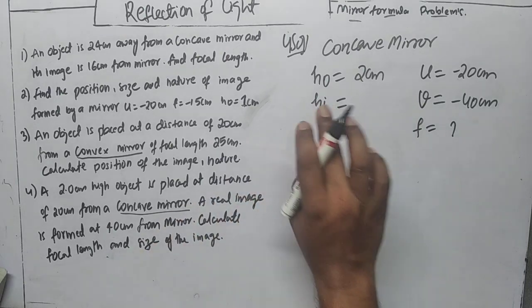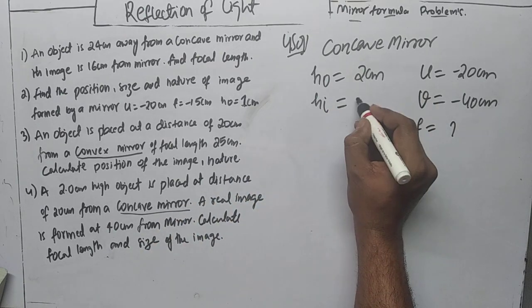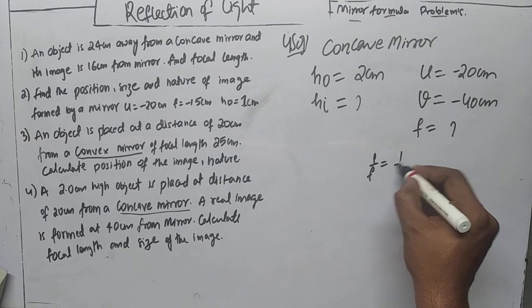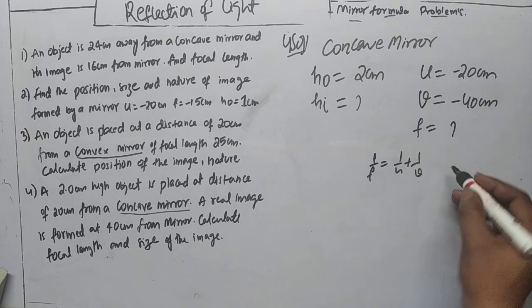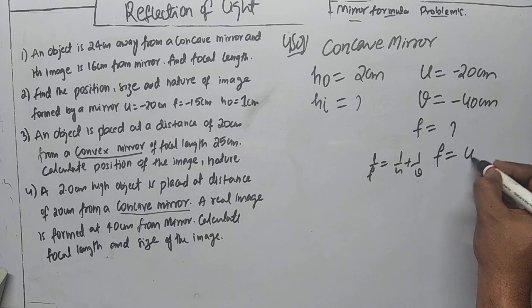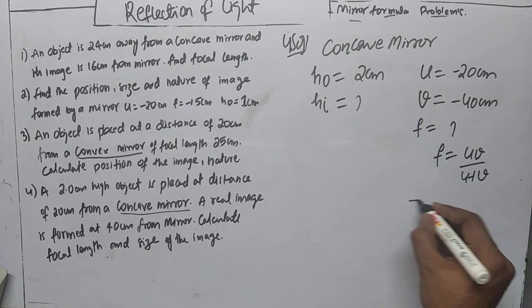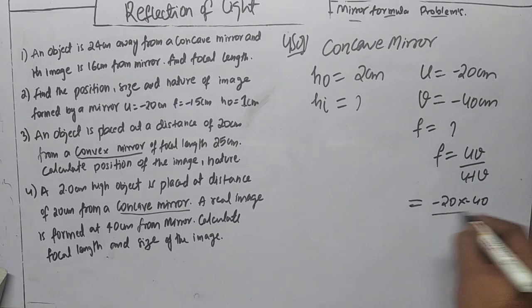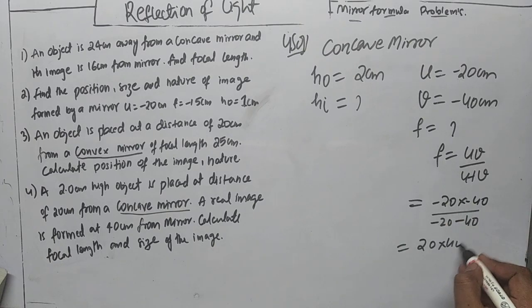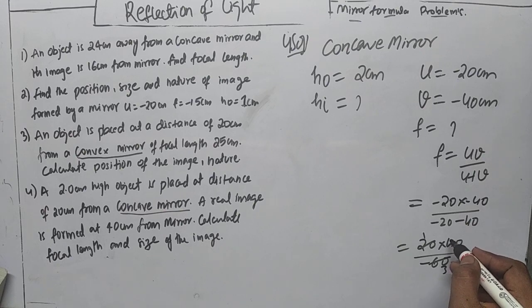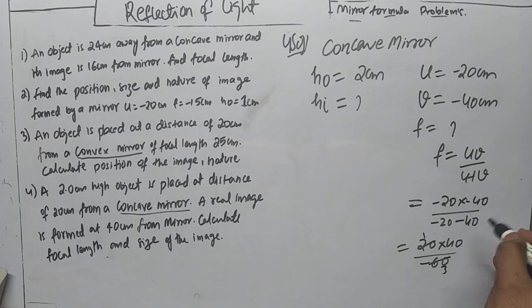He doesn't ask for any nature, so we have to find f and hi values. Very simple, easy question. With the help of u and v values we can find f. So 1 by f is equal to 1 by u plus 1 by v. If you write it the reverse way, we get f is equal to uv by u plus v. So directly substitute the values, we'll get minus 20 into minus 40 by minus 20 minus 40. So minus into minus is plus, so 20 into 40 by 60. Cancel the 20s, we'll get minus 40 by 3.